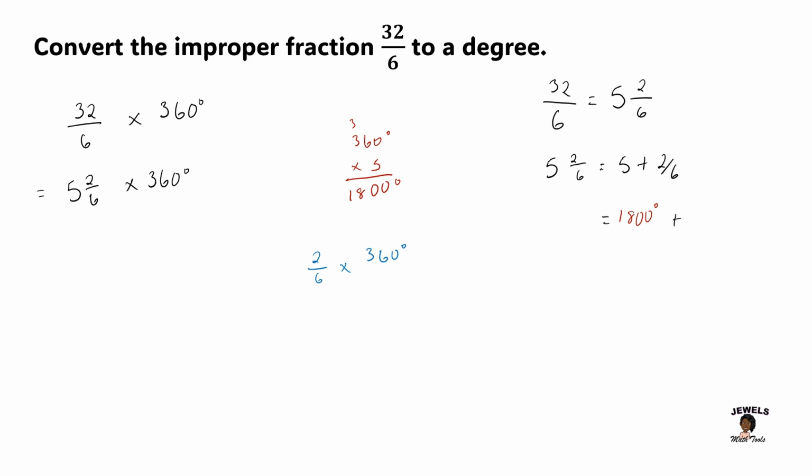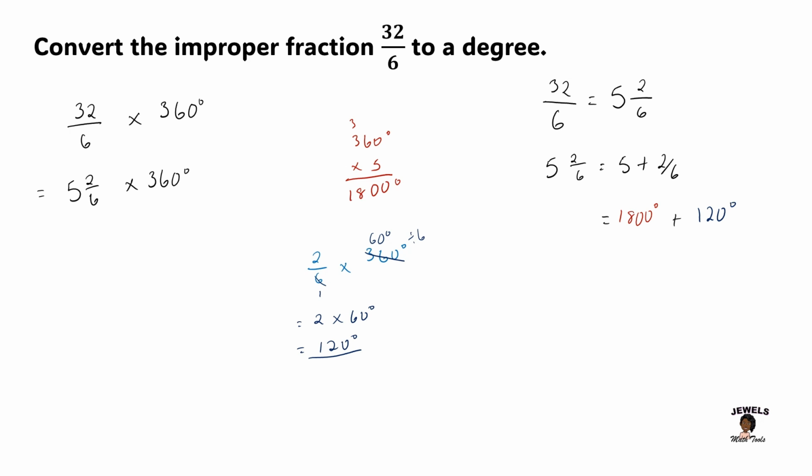Now for this method, I am going to simplify because the simplifying will allow me to move a whole lot quicker through our fraction. So 6 will be divided by 6, which will equal to 1. And my 360 degrees, I will also divide that by 6, which will equal to 60 degrees. And I'll now multiply my 2 times 60 degrees, which will equal to 120 degrees. So my 2/6 in degrees is 120 degrees.